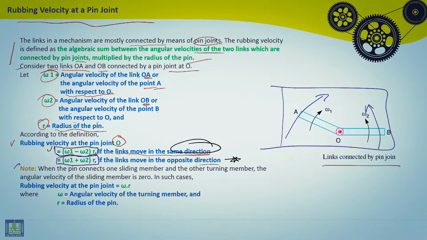Note, when the pin connects one sliding member and the other turning member, the angular velocity of the sliding member is 0. In such case, wrapping velocity at the pin joint is equal to omega R, because we have only one omega, one angular velocity for one member making rotation, where omega is the angular velocity of the turning or rotating member, and R is the radius of the pin.